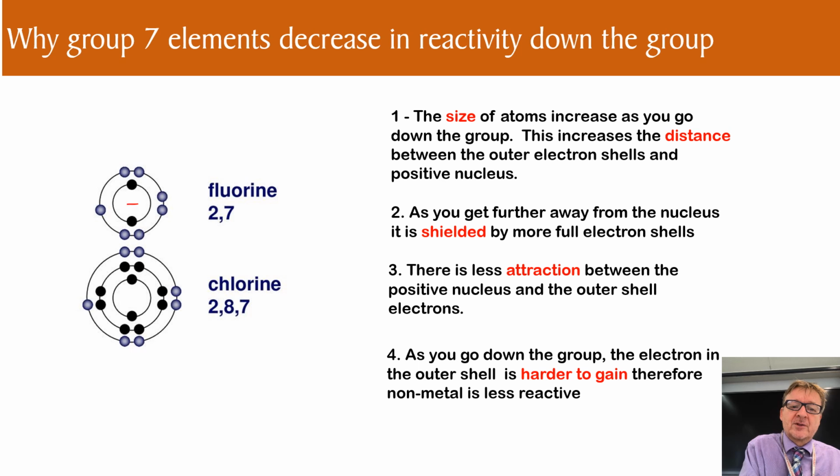Fluorine has got a positive centre, chlorine has got a positive centre. But what these want to do now is gain one to make that into an 8. So fluorine wants to gain 1, chlorine wants to gain 1. And the easier it is to gain one, the more reactive. The reasons for this are dead similar to the alkali metals.